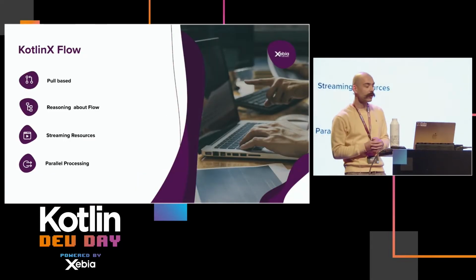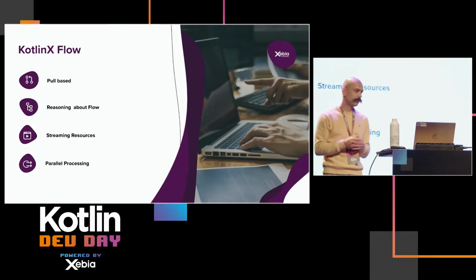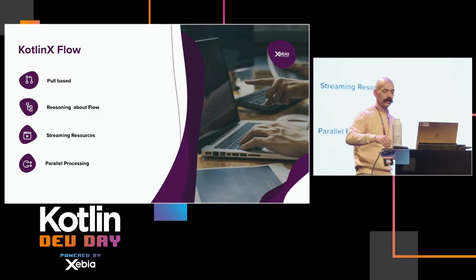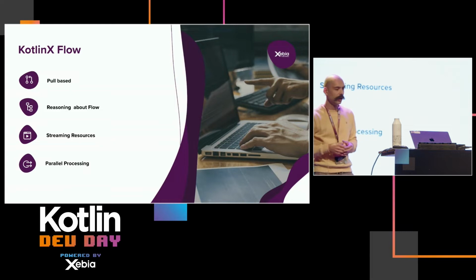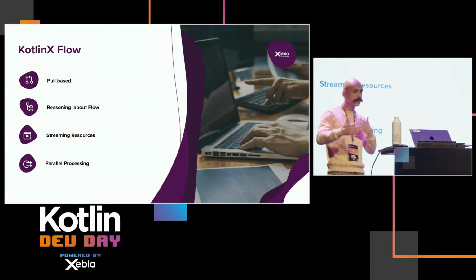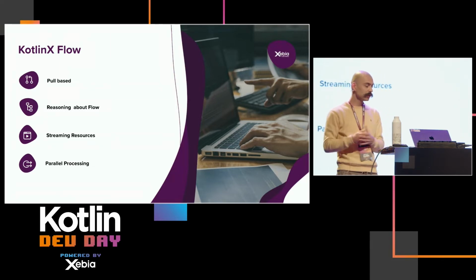And what do I want to talk about today? So when we do functional streaming, we typically work with pull-based data types. And I also want to talk a little bit about reasoning about pull-based data types and reasoning about KotlinX Flow, how we can use these techniques to stream resources, and a little bit about how we can apply these techniques to parallel processing.